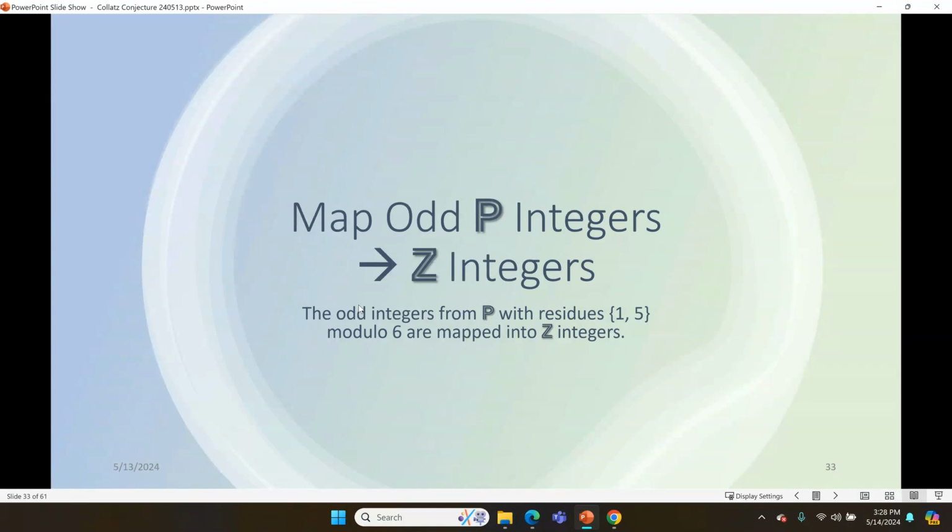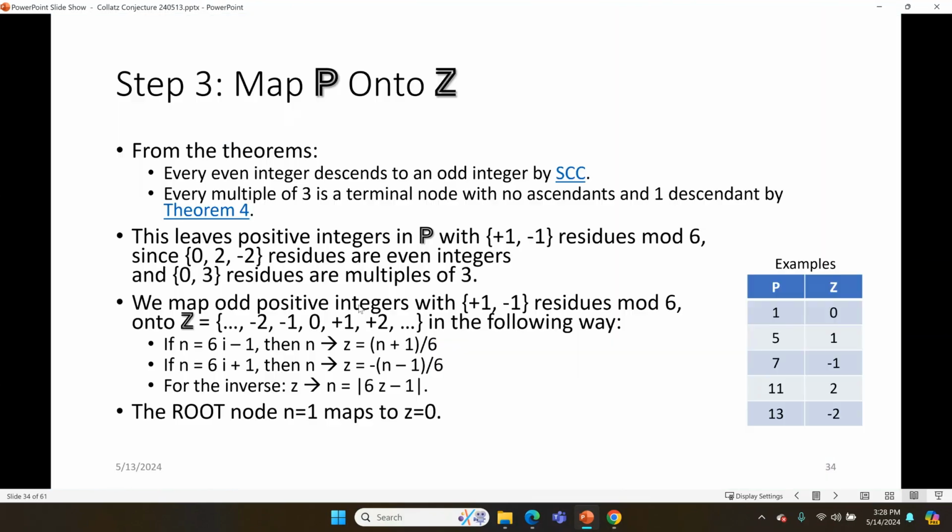So what we're going to do is map the odd integers of P that are residues of 1 and 5. These are odd integers excluding the multiples of 3. Those are in P, and we're going to map that to the integers in Z. So how are we going to do this? The integers in P have residues of plus or minus 1 mod 6, where minus 1 is the same as a residue of plus 5 mod 6.